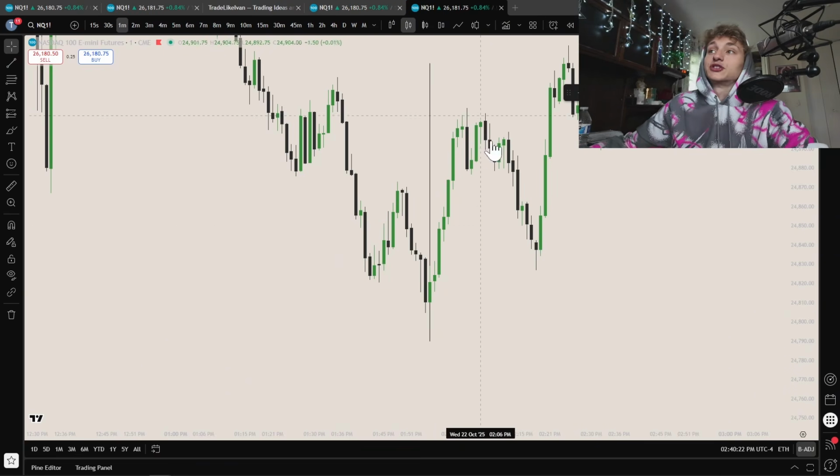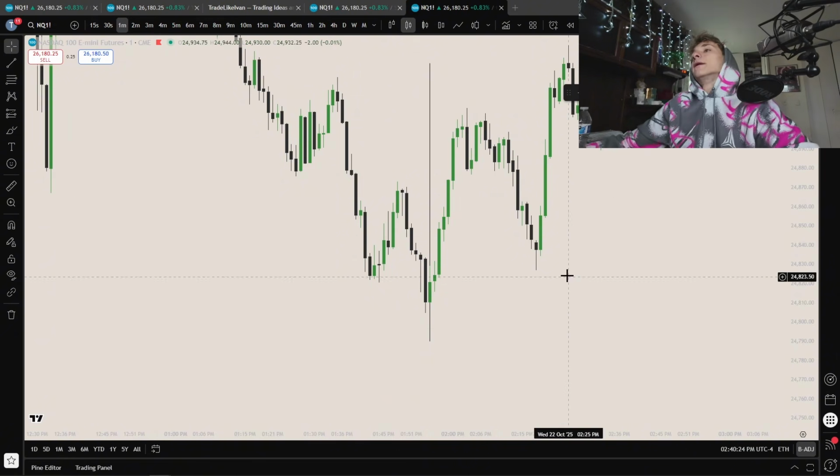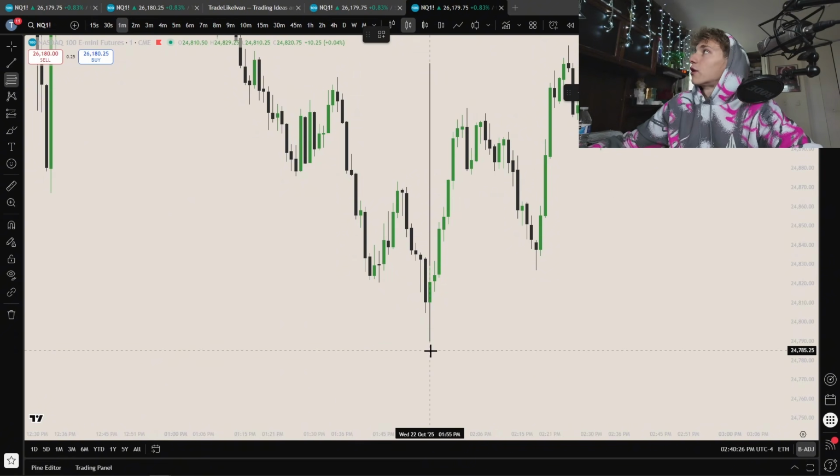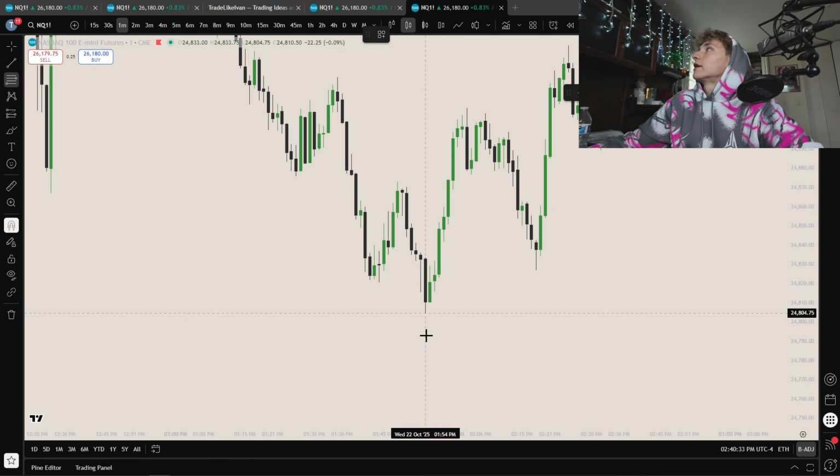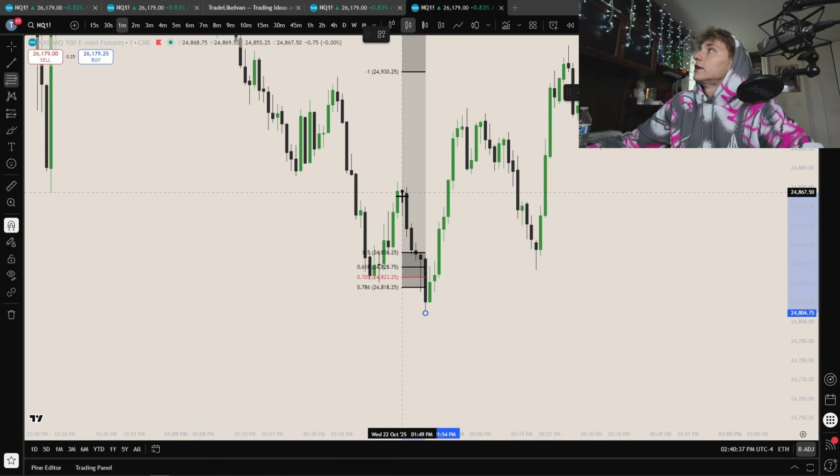Everything on the right here is OTE, right? The left side here, I'm drawing from the bottom of this wick that I have. Where even is it? I can't see anymore. I'm drawing it from the bottom of this wick all the way up to here.